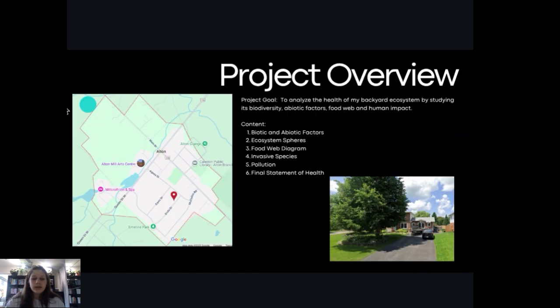The goal of this project is to explore, analyze, and evaluate the health of a local ecosystem. To analyze the health of my backyard ecosystem by studying its biodiversity, abiotic factors, food web, and human impact. We'll cover producers, consumers, decomposers, abiotic factors, food webs, human impacts, and a final conclusion of the health of my ecosystem.